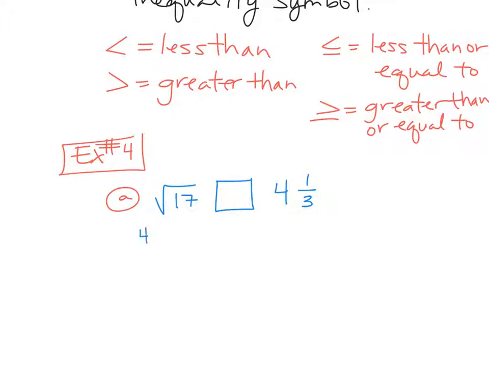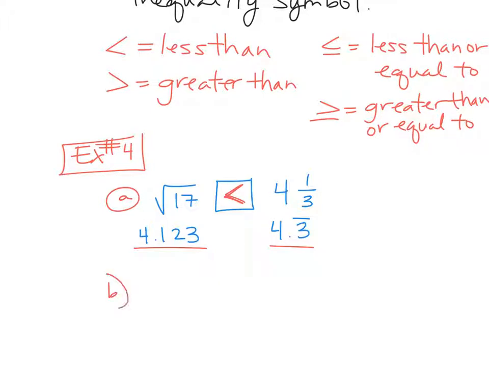Okay, so the square root of 17 is 4.123. What's 4 1/3? What's 1/3 as a decimal? 0.3 repeating, right? So this is 4.3 repeating. Which one of those two numbers is bigger? The one on the right, 4 1/3 is bigger. So what way is my symbol going to open up? Toward the 4 1/3 or towards the square root of 17? Toward the 4 1/3. So the square root of 17 is less than 4 1/3. Okay, so you're just going to figure out what the decimal looks like and compare those two numbers.